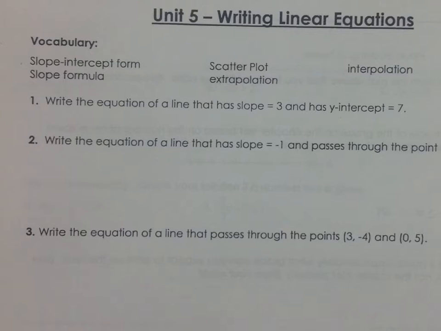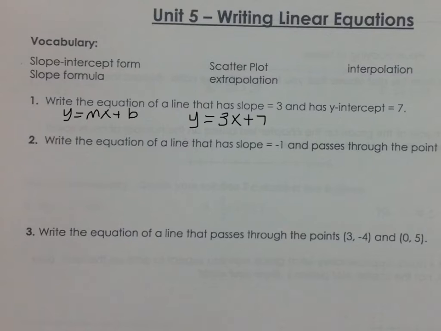Number 1 says, write the equation of a line that has a slope of 3 and a y-intercept of 7. Well, if we remember that we have y equals mx plus b, where m is your slope and b is your y-intercept. So your equation would just be y equals m, your slope, which is 3, x, and then b is your y-intercept, and it's a positive 7.